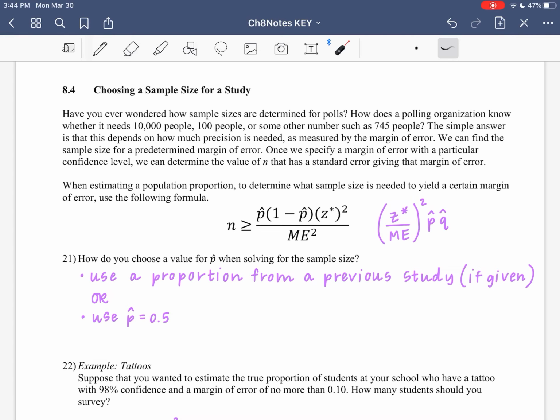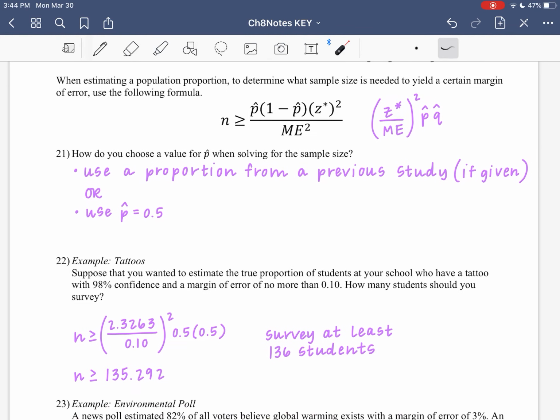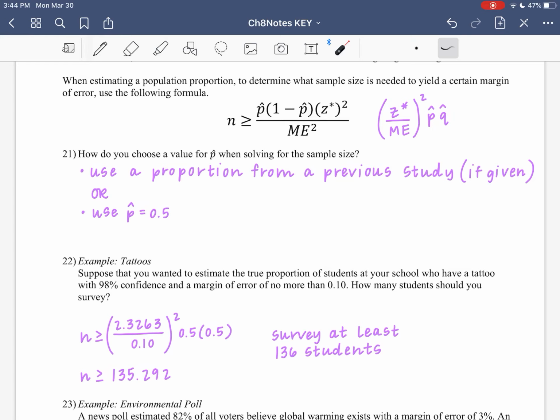we want to use a p-hat given to us from a previous study, or we're going to use 0.5. So if you were given a p-hat from a previous study, then you want to use that information in the problem. But if you weren't, like in this tattoo example, we weren't given any indication of any p-hat from a previous study asking these students if they have a tattoo or not. So we're just going to use 0.5.